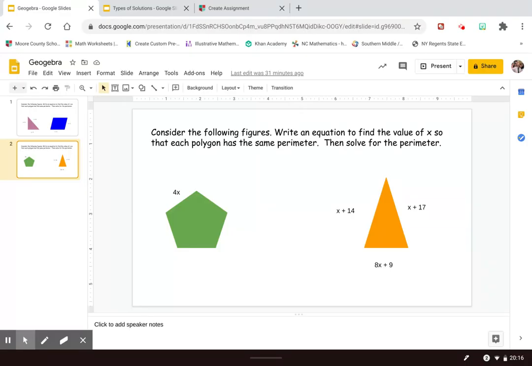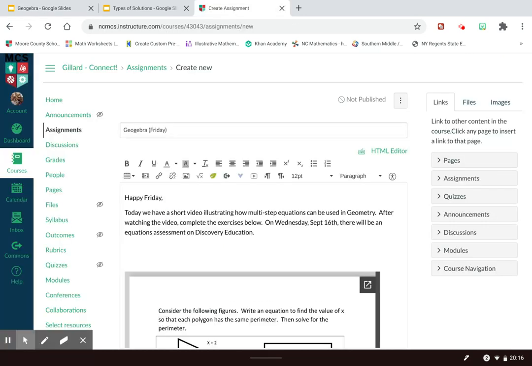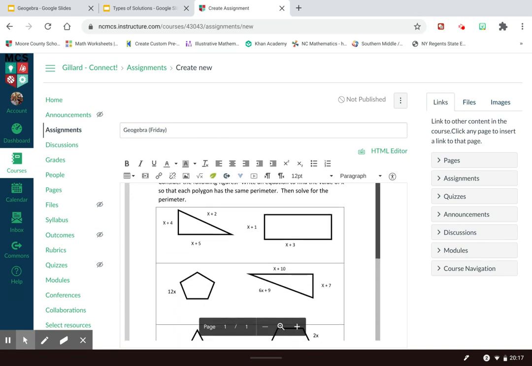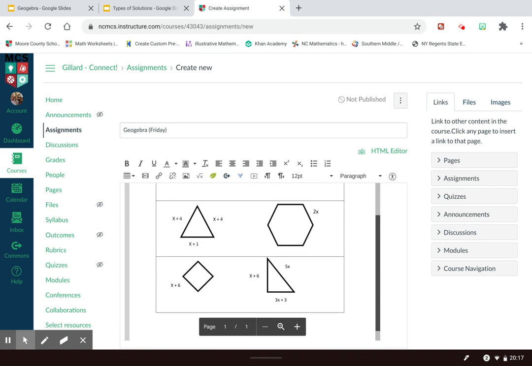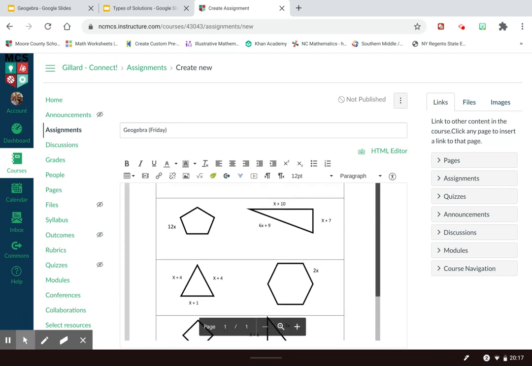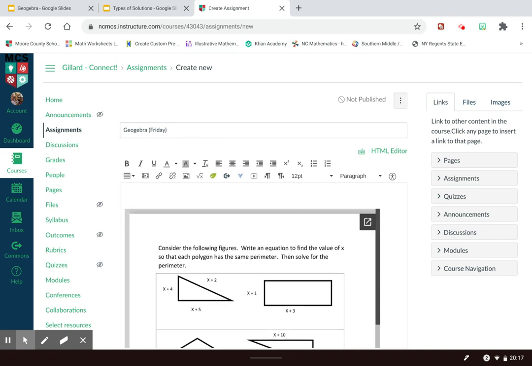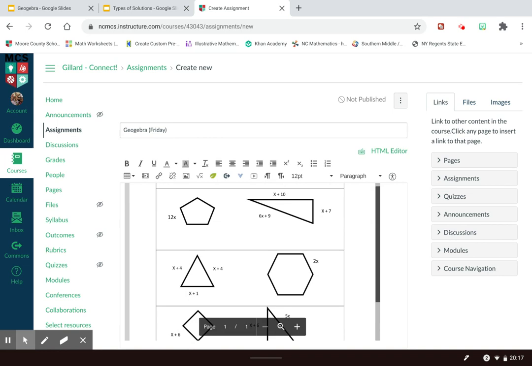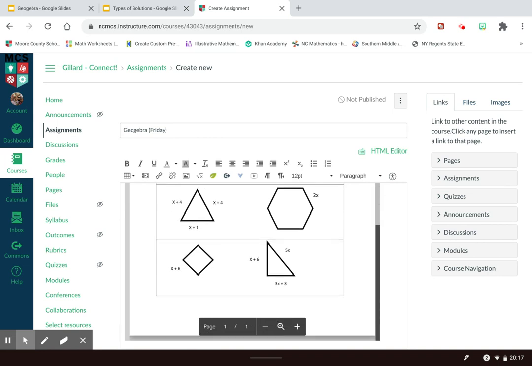All right, so what I'm going to have you do today is, on your assignment, Geogebra Friday, it says about the short video. It also mentions the equations assessment on Discovery Education. There are 4 problems for you to work. Just do those on a separate sheet of paper and turn them in so I can see you know how to do this. And that will be it for Friday.